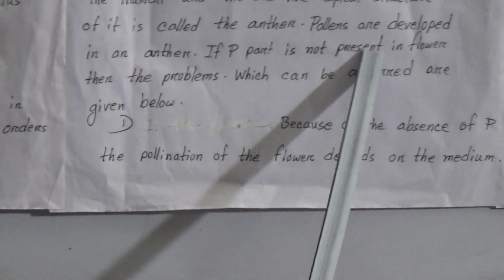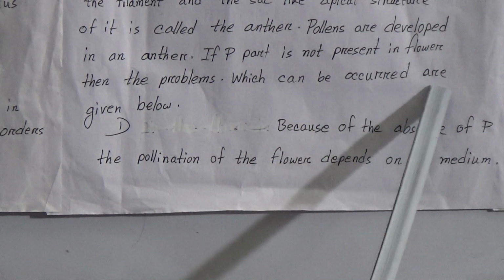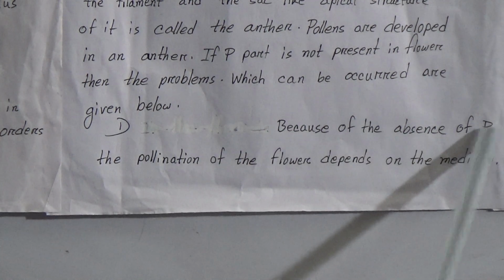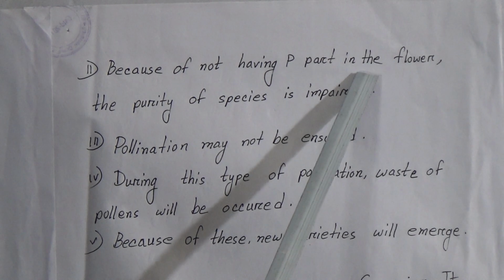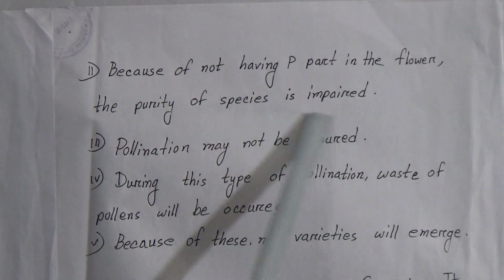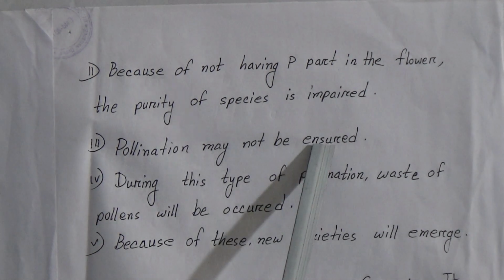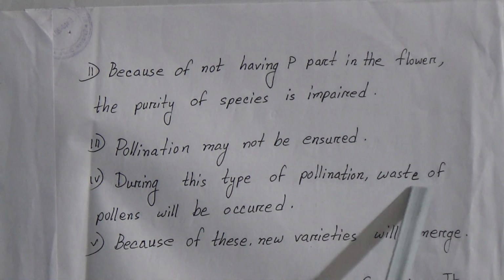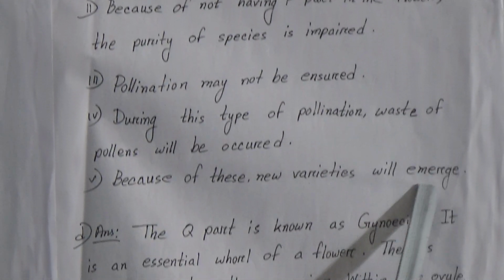If the P part is not present in a flower, then the problems which can occur are given below. Point 1: because of the presence of P, the pollination of the flower depends on the medium. Point 2: because of not having the P part in the flower, the purity of species is impaired. Point 3: pollination may not be ensured. Point 4: during these types of pollination, waste of pollen will occur. Point 5: because of this, new variants will emerge.